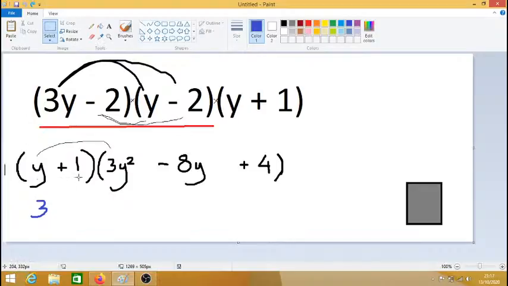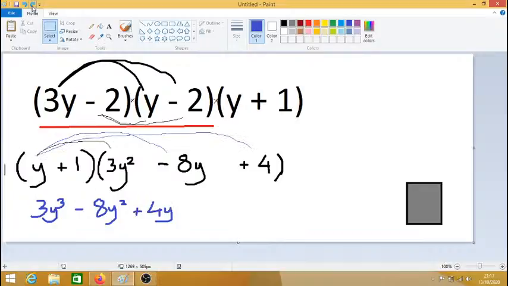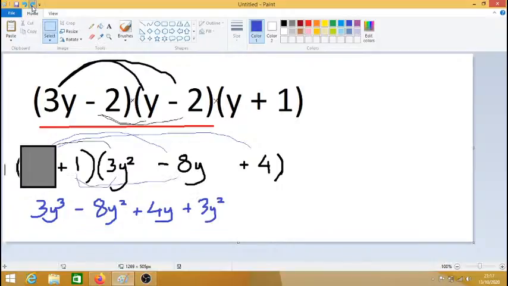And now you've got y plus 1 in the first bracket times quite a long bracket. So you just work on it bit by bit. The y times the 3y squared, that's 3y cubed. The same y times the minus 8y, that's minus 8y squared. Y times the 4 plus 4y. And then you just want to switch. Just use your little cover up and think, okay, now my focus is on the 1. So taking the 1, timesing through, quite easy.